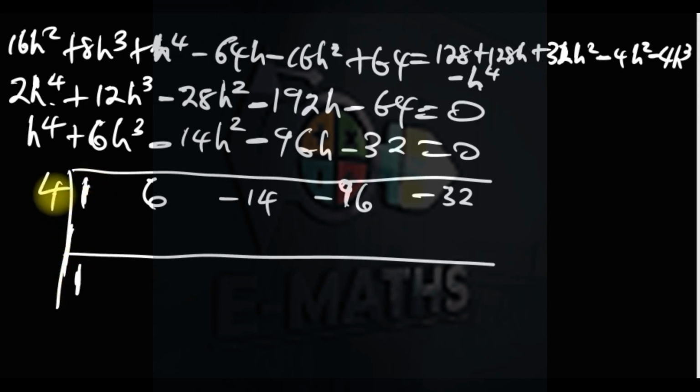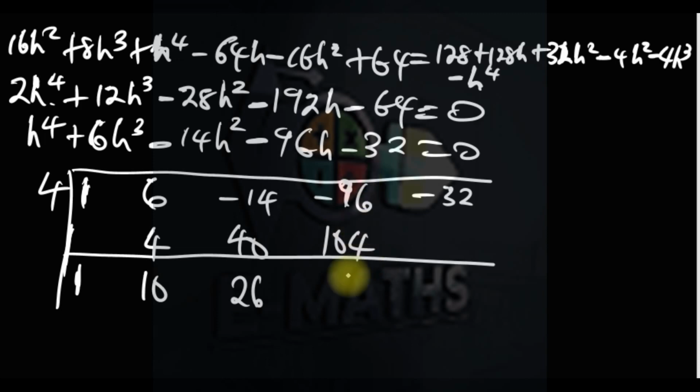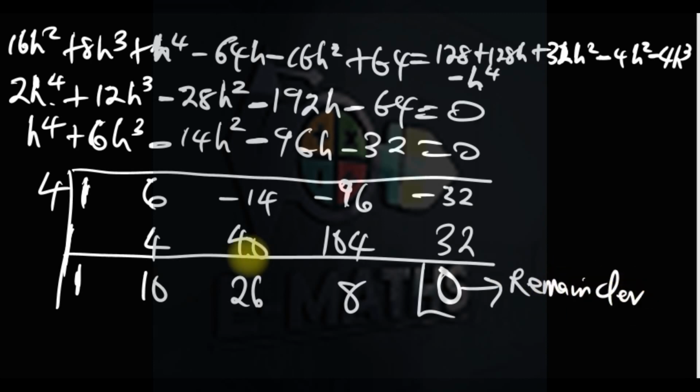So if you bring down 1, 4 times 1 is 4, so 6 plus 4 is 10. This times that is 40, adding this is 26. So 4 times 26 is 104, carry over. So if you add this, it's 8. Okay, 4 times 8 is 32. So adding this, we have 0. So this is the remainder. This is called synthetic division, a quick way of dividing a polynomial, when the divisor is a linear function.